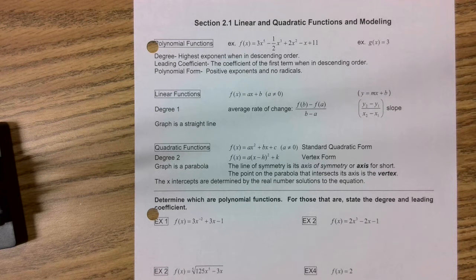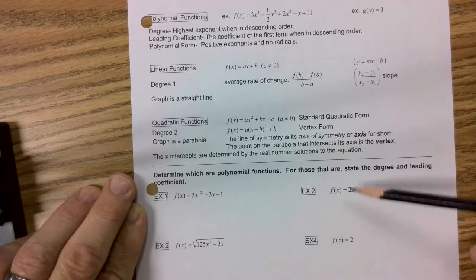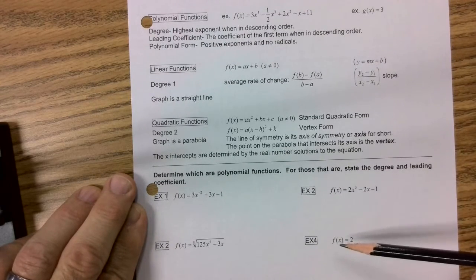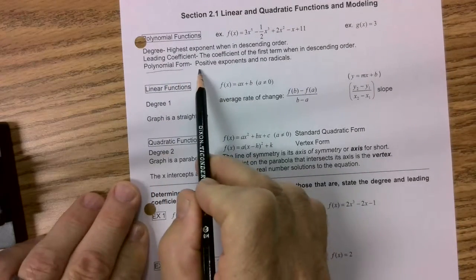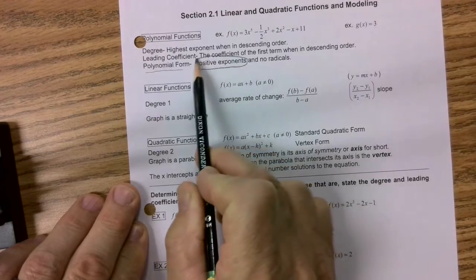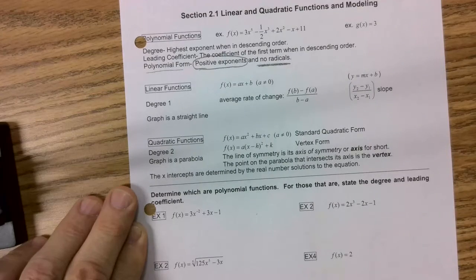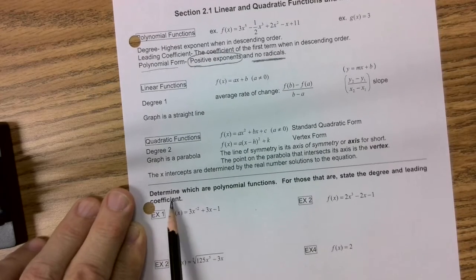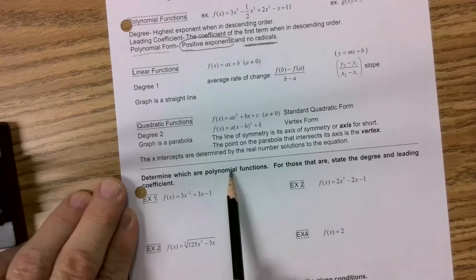Okay, here's your packet lesson, section 2.1, Pre-Calc B, linear and quadratic functions and modeling. So we're going to start out. These first 4 questions are just kind of terminology questions, all based on this polynomial form: positive exponents and no radicals, okay? And then the question says, determine which of the following 4, it doesn't say that, but are polynomial functions.